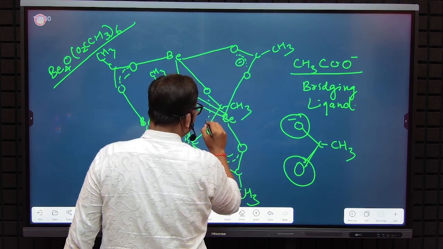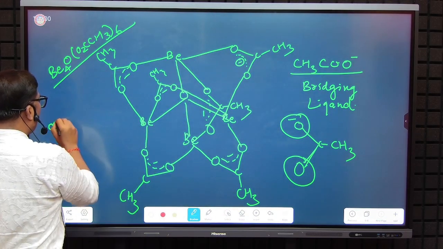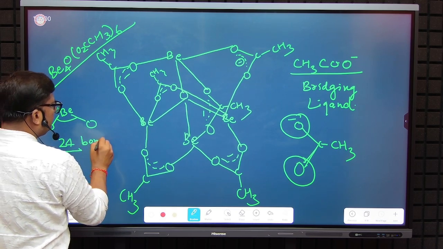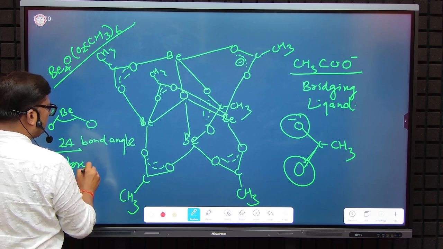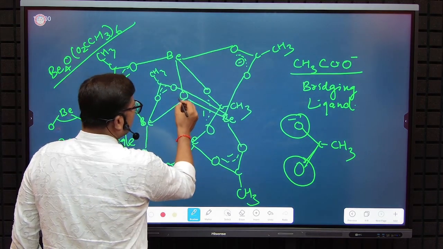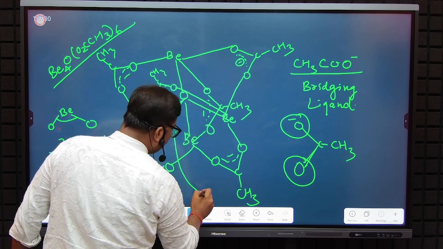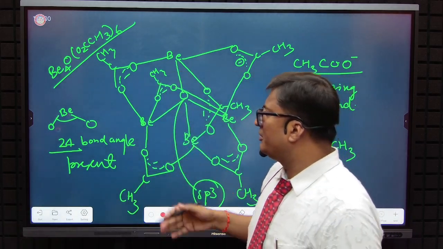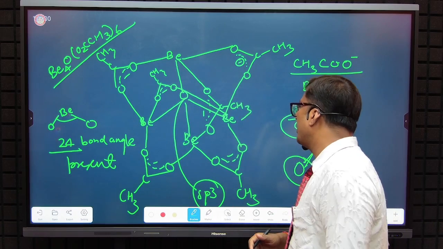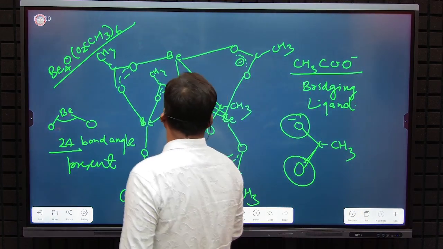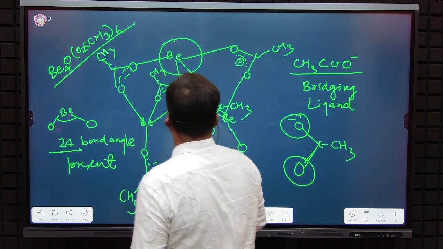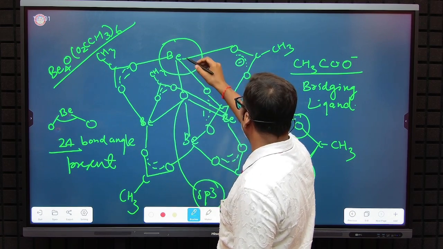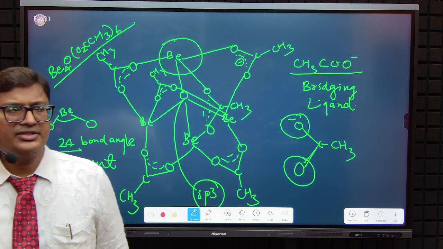Right? Here the O-Be-O bond angle is present. And because of the 4 bonds at this particular central oxygen, this oxygen exists as sp3 hybrid orbitals, right? So this oxygen has no lone pairs. It forms 4 bonds with 4 beryllium 2 plus, so it exists as sp3. Now each beryllium has 3 bonds from the acetate ions and 1 bond from the central oxygen.